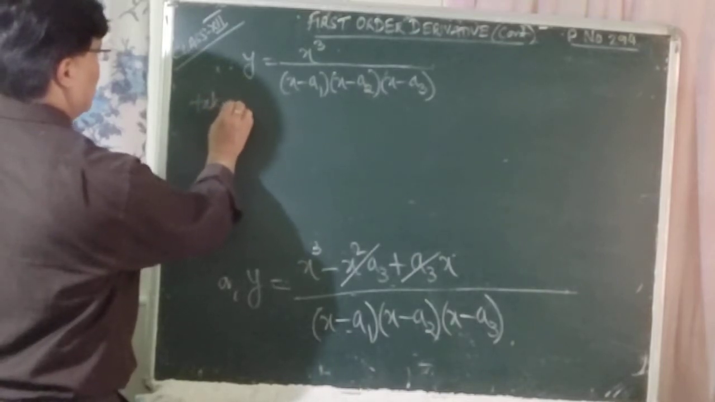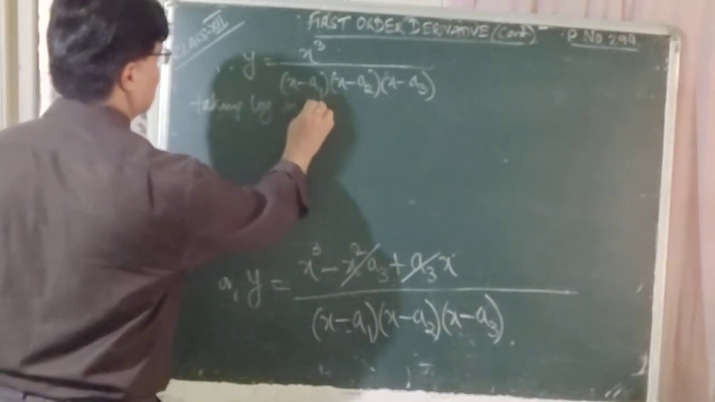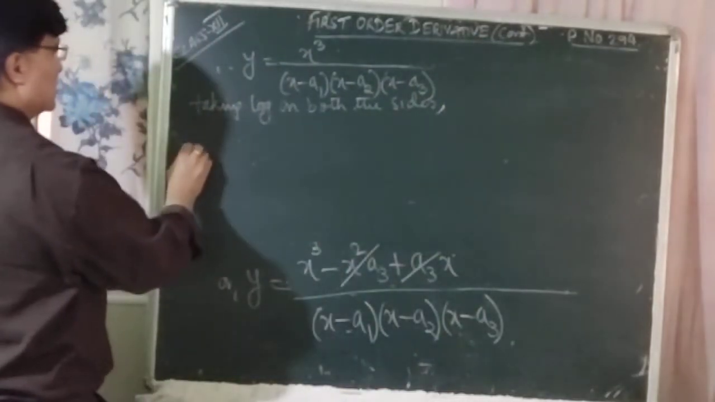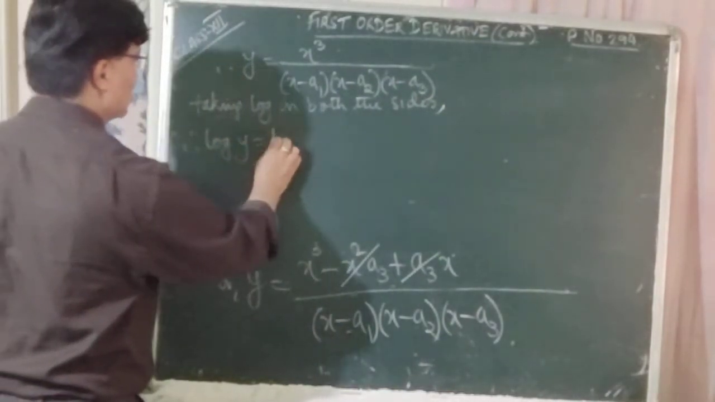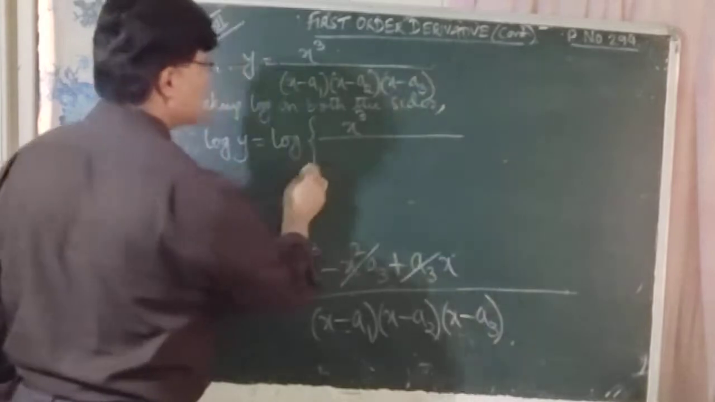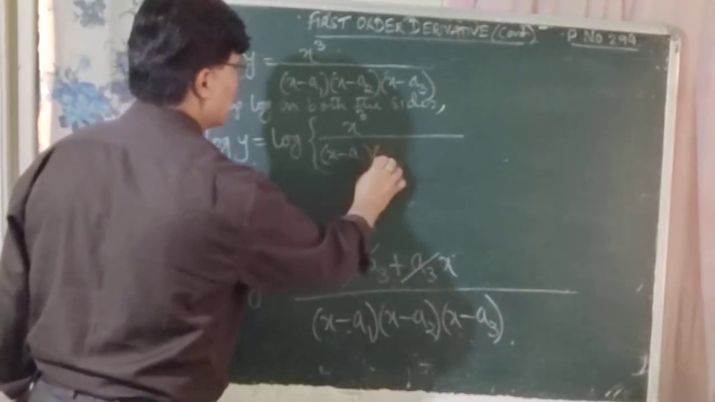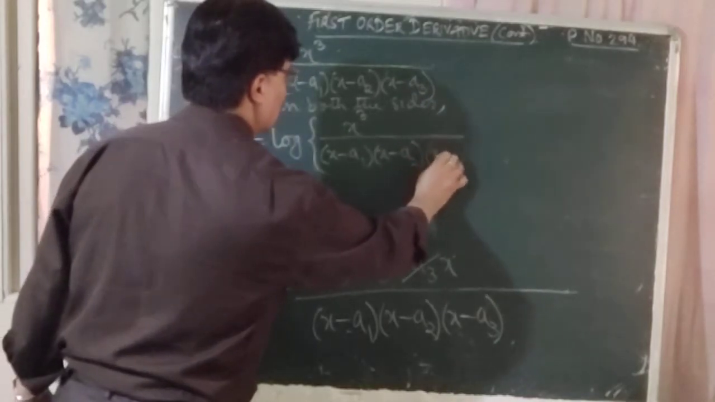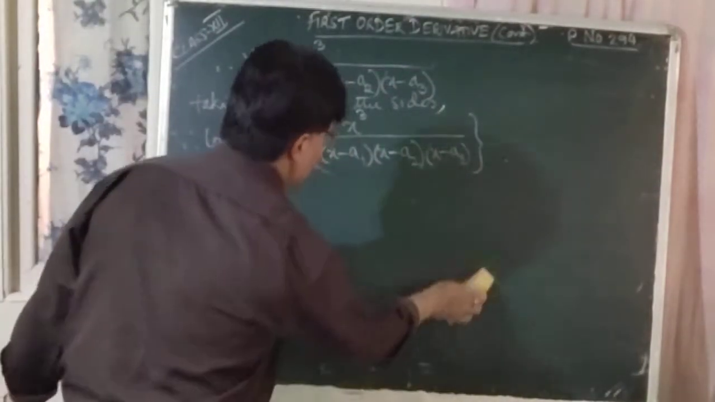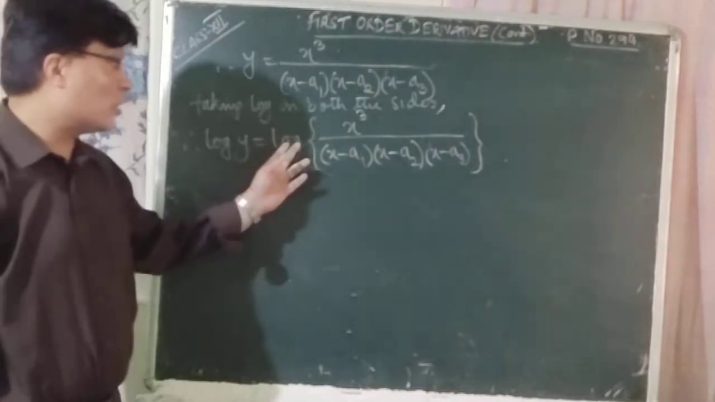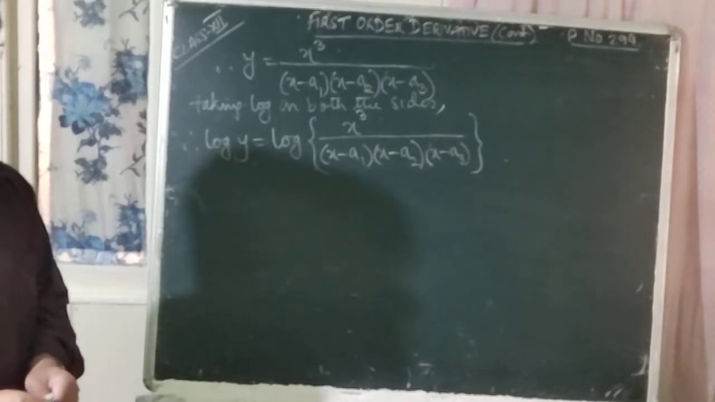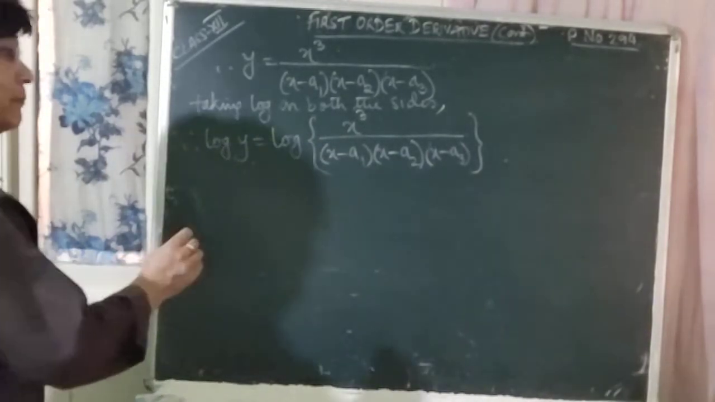So taking log on both the sides, okay? So this is your log y is equal to log of, now within second bracket you write these fractions x cube upon x minus a1, x minus a2, x minus a3. Second bracket is closed, right? So next, what will you do? So this is your log of a by b. You know log of a by b, isn't it? What is the properties of logarithm for log of a by b? It is log a minus log b.